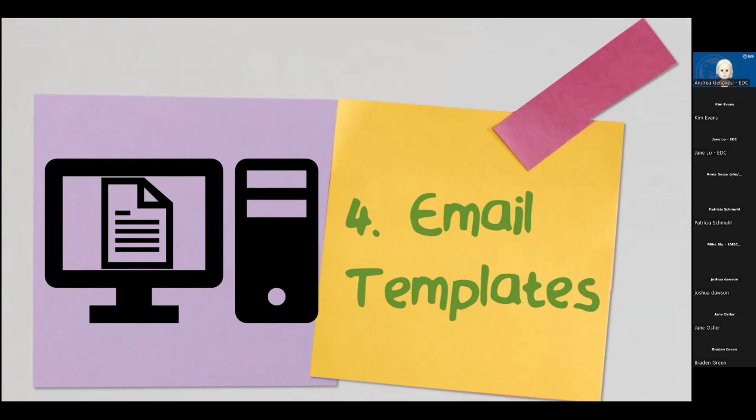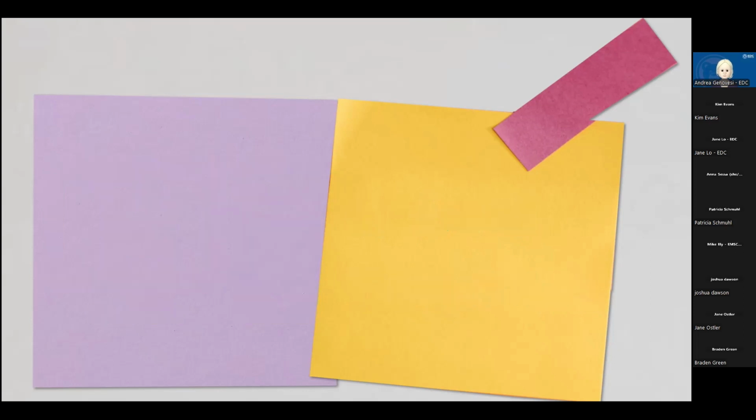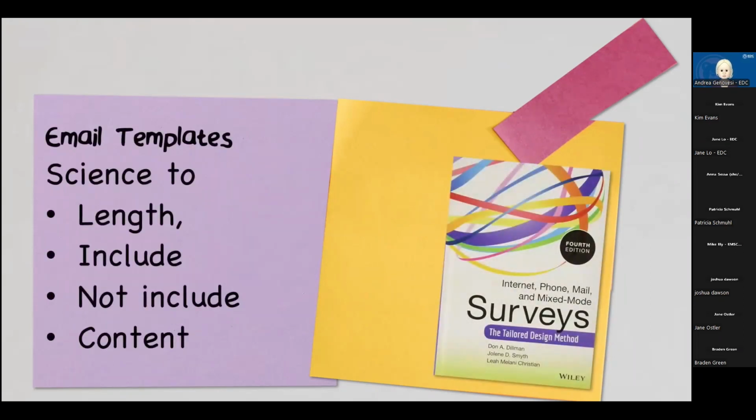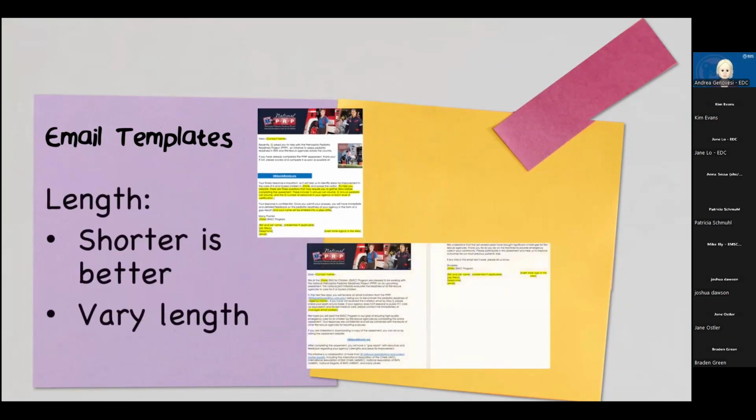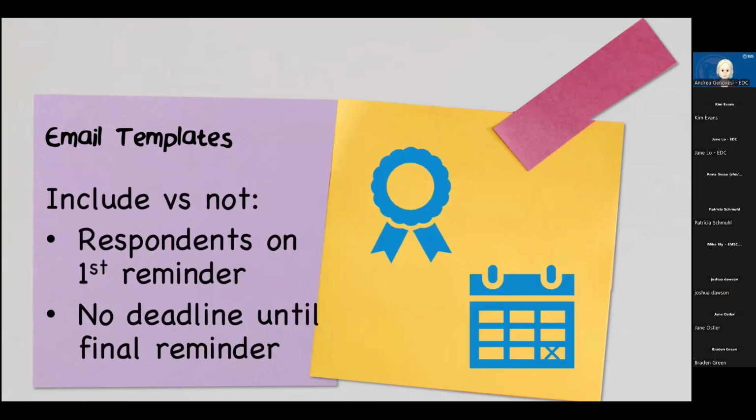But what are the lessons we learned about the email templates? Through our experience, we learned that there's a science to the length, and what you include and not include in the content. All of this is covered in Dillman's book, in case you're interested. It's pretty much our Bible here at the EDC. Also, on length, shorter is better. We all prefer shorter emails. However, it is good to vary the length, and that's why you'll see the templates are of different lengths.